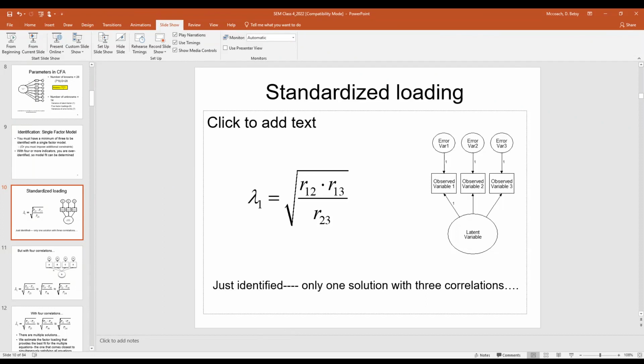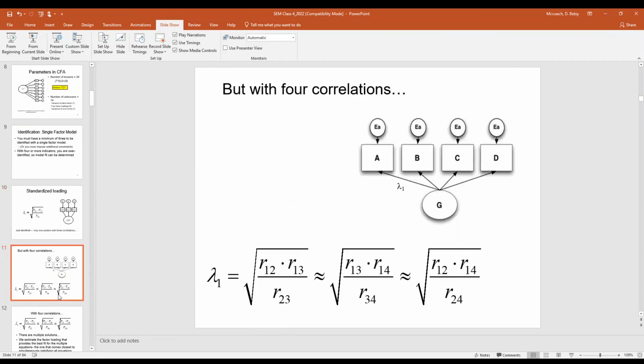But now, what if I've got 4 correlations and I want to estimate lambda 1? Well, now, if you think about it, there are 3 ways I could get there, right? I could say that path is the correlation between 1 and 2 times the correlation between 1 and 3 divided by the correlation between 2 and 3, take the square root, right? Or the correlation between 1 and 3 times the correlation between 1 and 4 divided by the correlation between 3 and 4. Take the square root of that. That should also give me an estimate of that path.